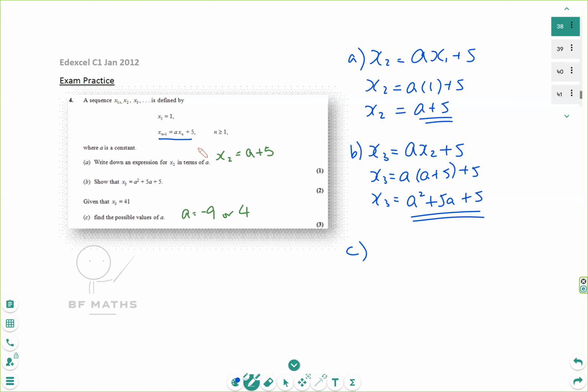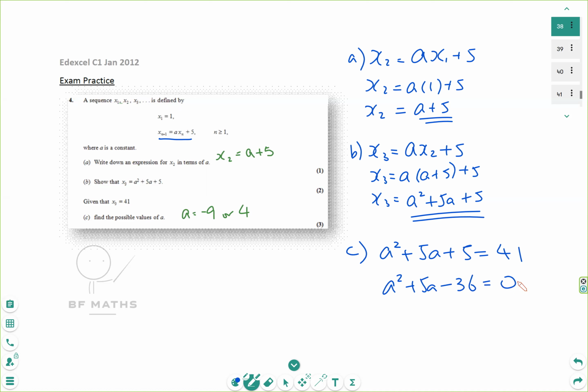Part C, given that x3 equals 41. Well, you're told x3 is 41, so why stop straight away? Make this equal 41. Okay, I believe you can make it quadratic, so you should get A squared plus 5A minus 36 equals 0.